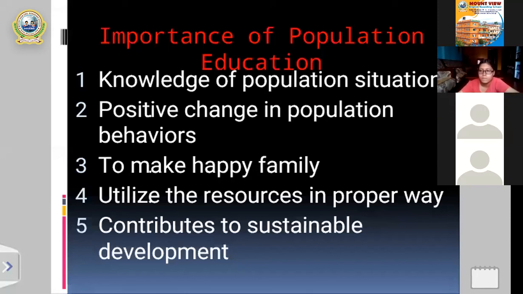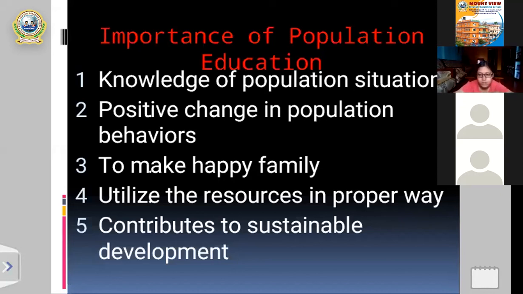All right. Okay, after that the next importance, to make a happy family. My dear students, as we all know, to make a happy family, satisfaction is very essential. If we feel satisfied, then we feel very happy. And to become satisfied, first of all, we have to manage the population, because if we manage the population, we can get different factors of quality of life.